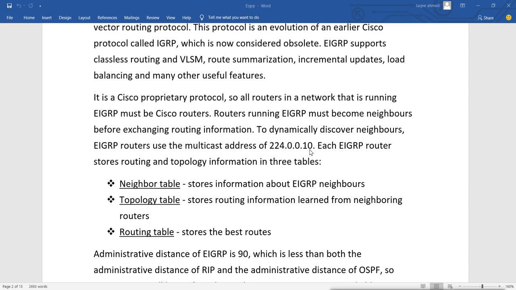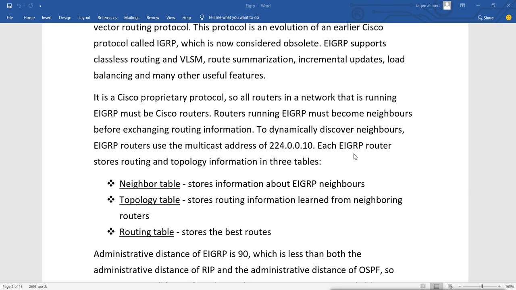There is no election, there is no DR, BDR. So it is not putting any extra load on a router. You know, when we configure OSPF, first they select the DR, BDR, they do elections, then they exchange the routing information. It is very process intensive and it puts lots of load on the processor.